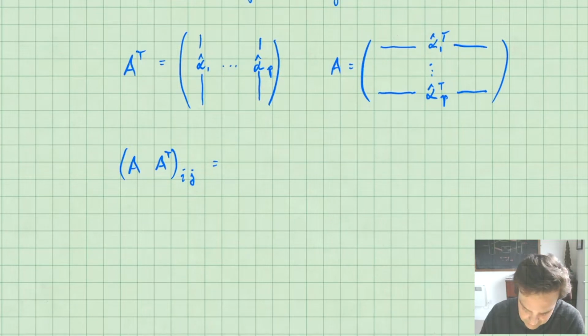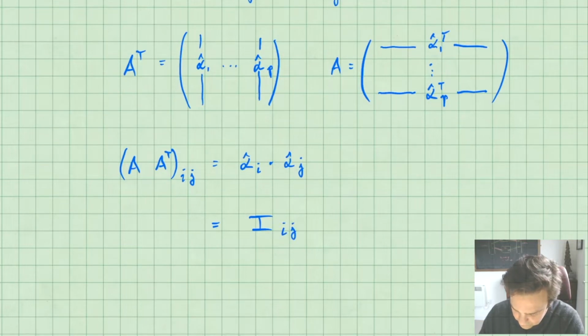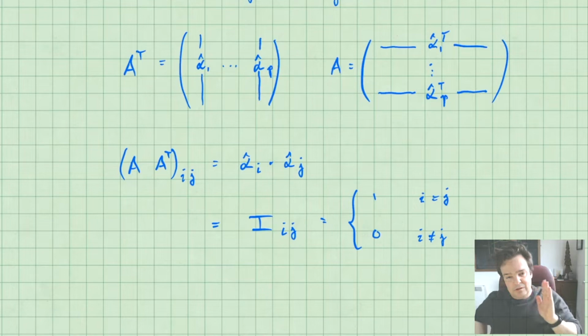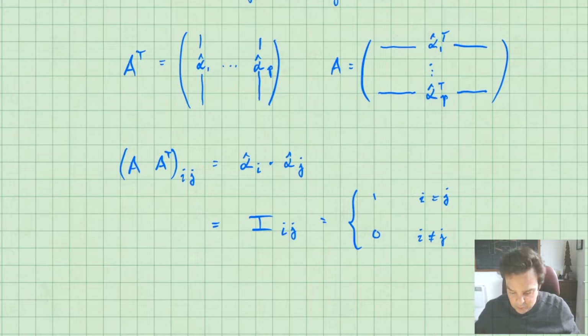If you look at this thing, then you get alpha hat I dotted with alpha hat J. Right, and that's equal to the identity matrix, which is just ones or zeros. So it's 1 if I is equal to J, and 0 off the diagonal. Like that. So that matrix is called orthogonal because its rows or columns, however you want to put it, are perpendicular to each other. In fact, I think the name should be orthonormal.